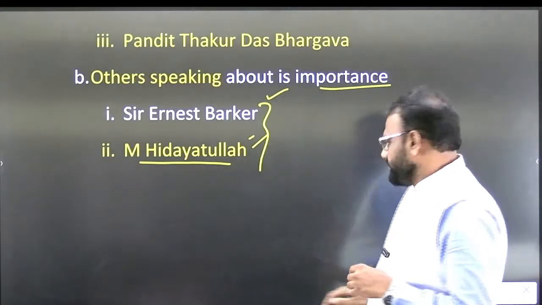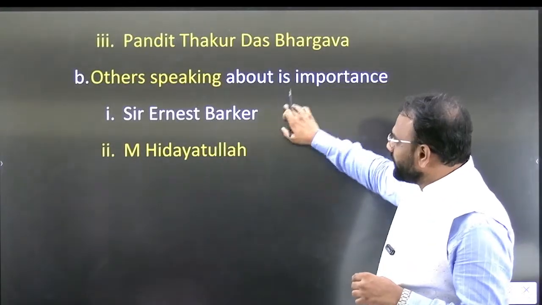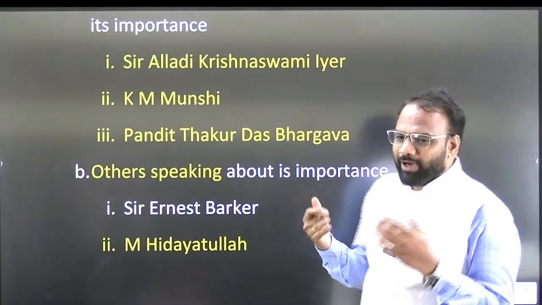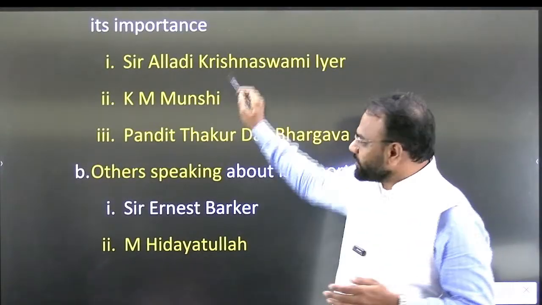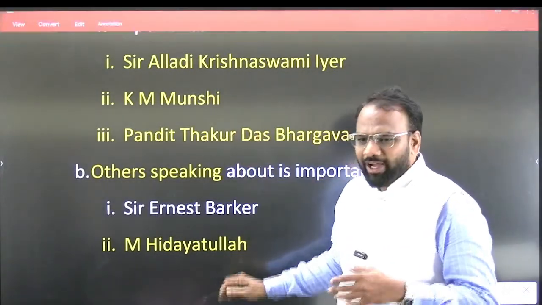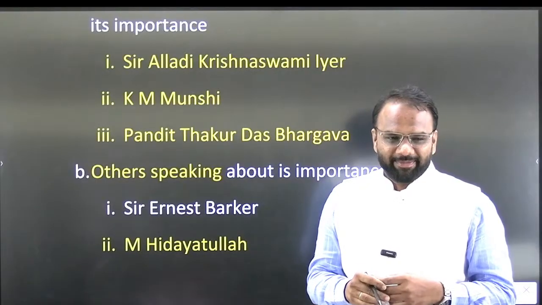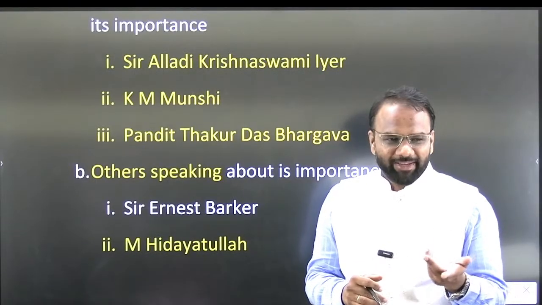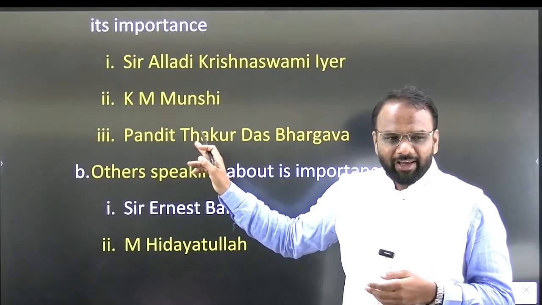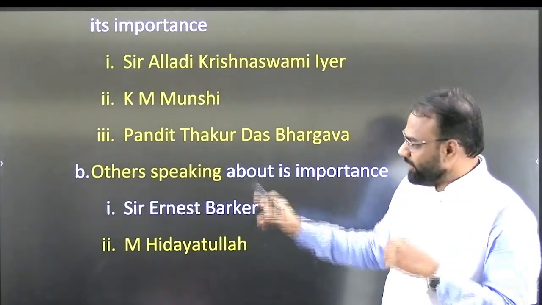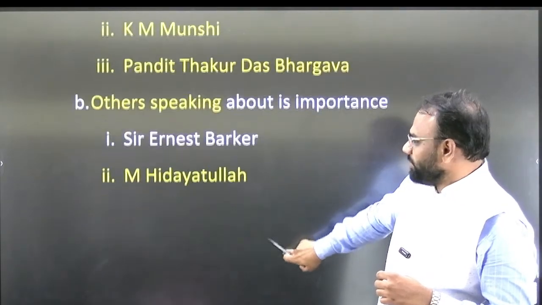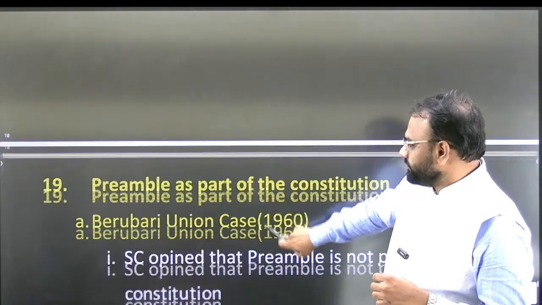Okay, Constituent Assembly. So from the Prelims point of view, if they frame a question, who among the following were members of the Constituent Assembly? Option number 1, 2, 3, 4. How many of them were members? Only 3. Who are they? Alladi Krishna Iyer, K.M. Munshi, Thakur Das Bhargava. In that sense, you will remember.